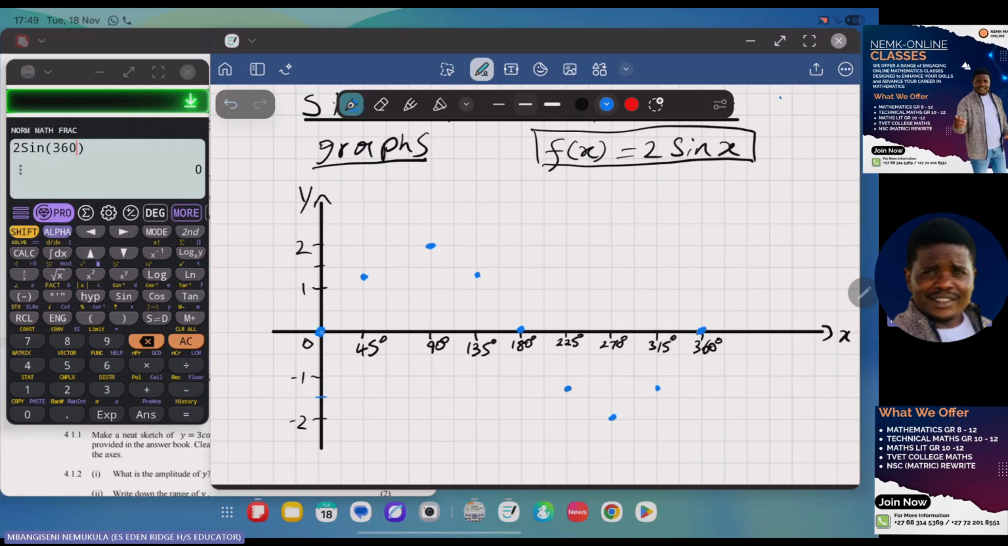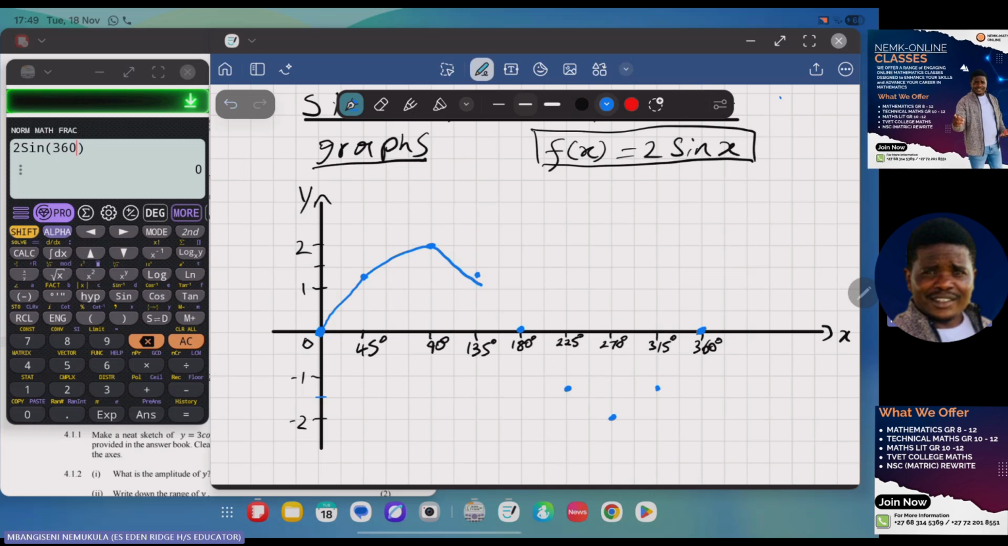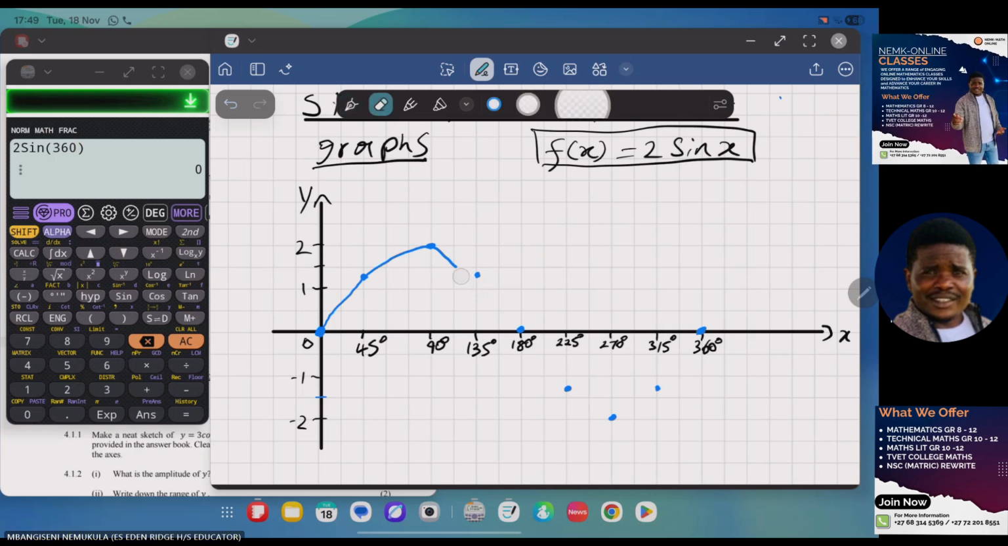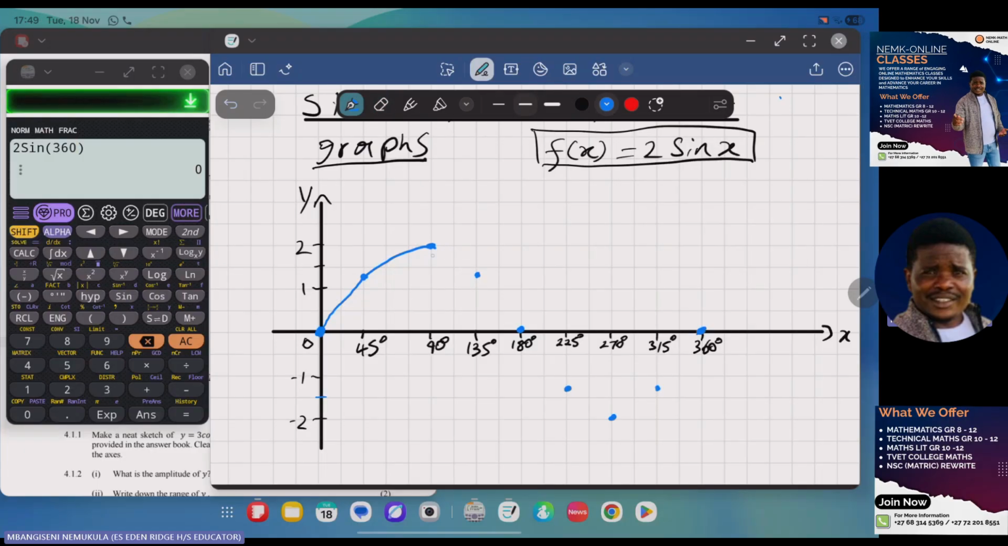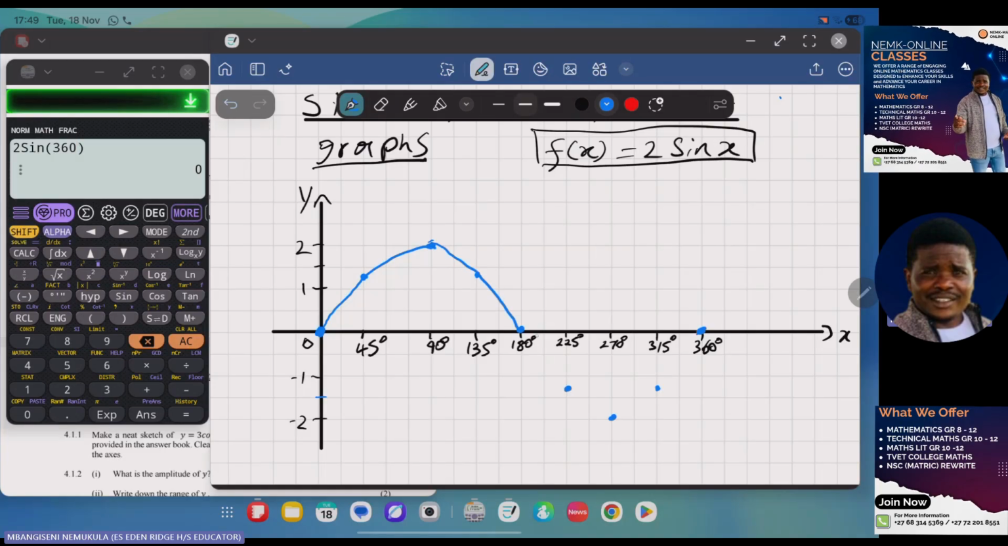Then the next thing you need to do, just with the free hand, you join these points. Join the points with the free hand, please. Just be curving towards them.